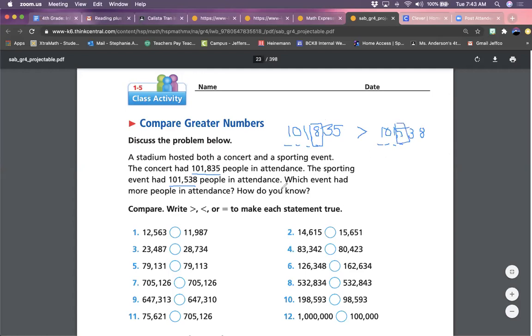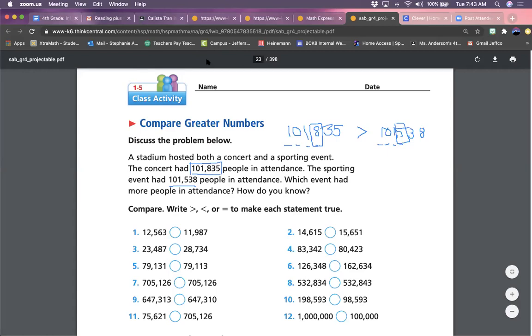So if they said, how do you know? It's important you answer both parts of this question. I would say, I know that this one, the concert, I'll put a little box around it really quick. I know that the concert had more people in attendance because 101,000 is equal to the other 101,000, but 800 is greater than 500. Or 835 is greater than 538.